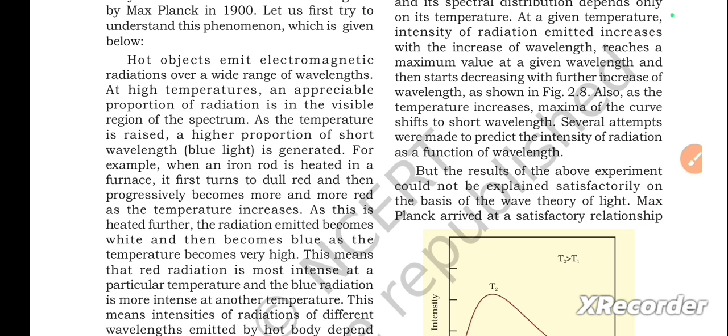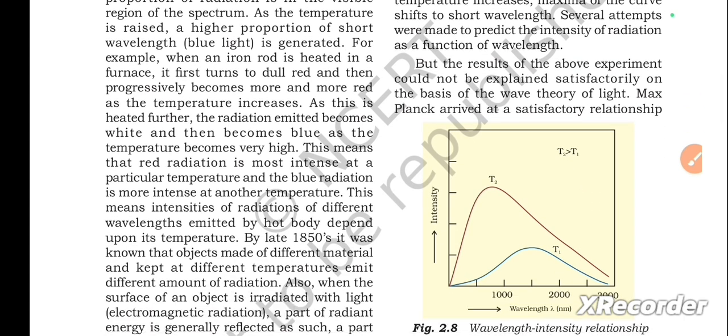As the temperature is raised, a higher proportion of short wavelength blue light is generated. For example, when an iron rod is heated in a furnace, it first turns dull red and then progressively becomes more and more red as the temperature increases. As it is heated further, the radiation emitted becomes white and then blue as the temperature becomes very high. This means red radiation is most intense at a particular temperature and blue radiation is more intense at another temperature. So the intensities of radiation of different wavelengths emitted by a hot body depend upon its temperature.